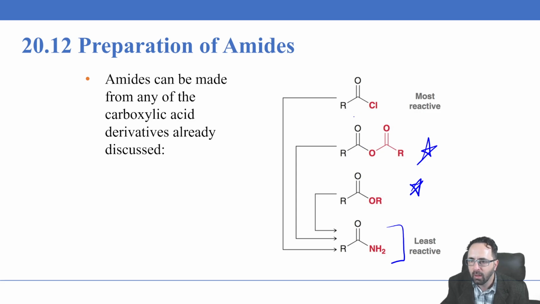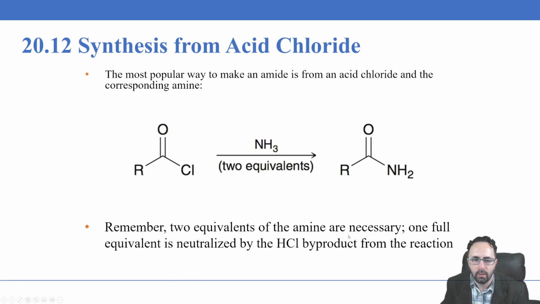So notice that in the reactions that we have seen before, we can convert acid chlorides to any of these other groups, because these are the most reactive here, and then we were able to convert anhydrides to esters or to amides. We saw how we can convert esters to amides as well, and now we have our least reactive group, amides. And so what can be done with these amides? Let's take a look at the reaction of amides.